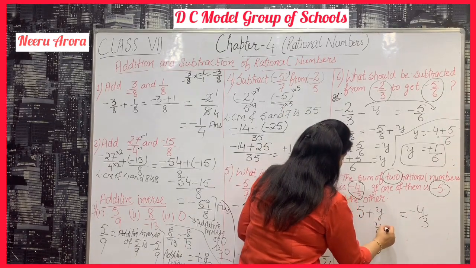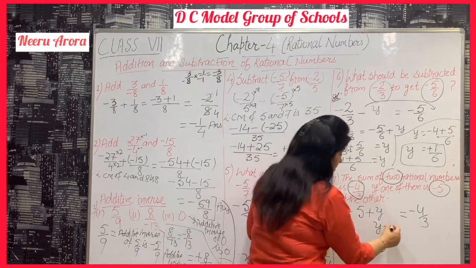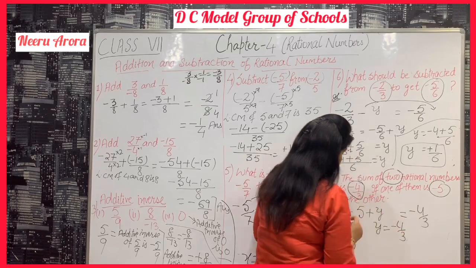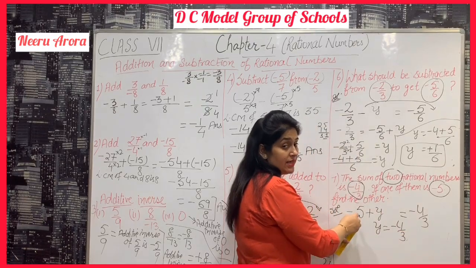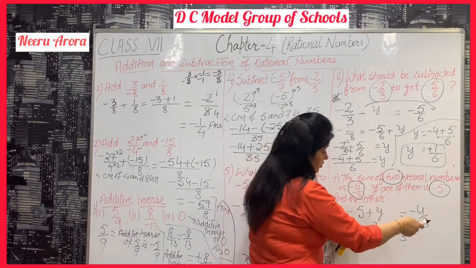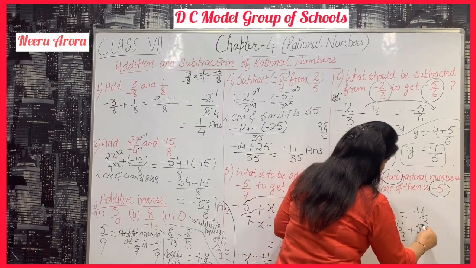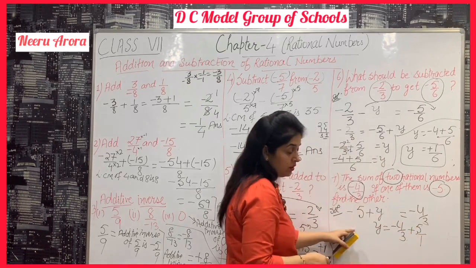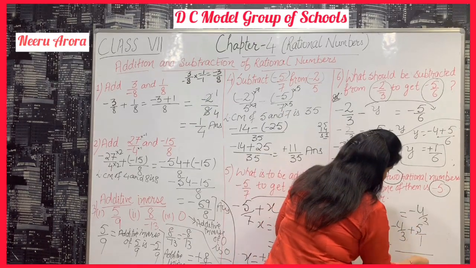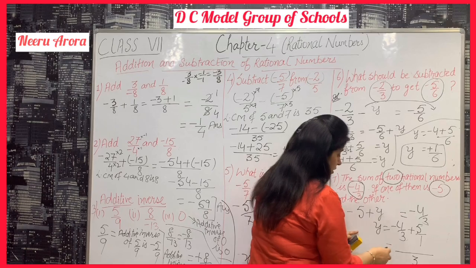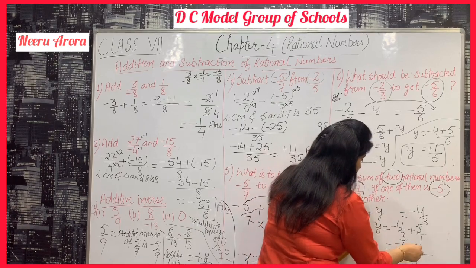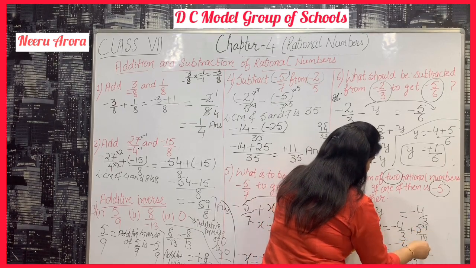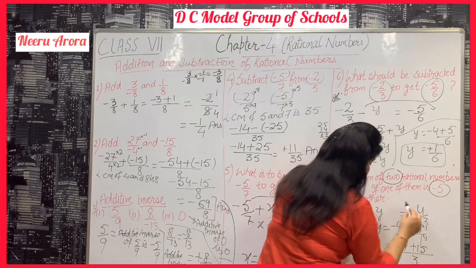So again, y is the unknown value, it remains as it is. Minus 4 by 3 remains as it is. So we transpose minus 5 from the left hand side to the right hand side. So it becomes plus. Nothing is in the denominator, so we put 1. Now the LCM of 3 and 1 is 3. So it remains minus 4 only. 5 times 3 is 15, so here it comes 15.